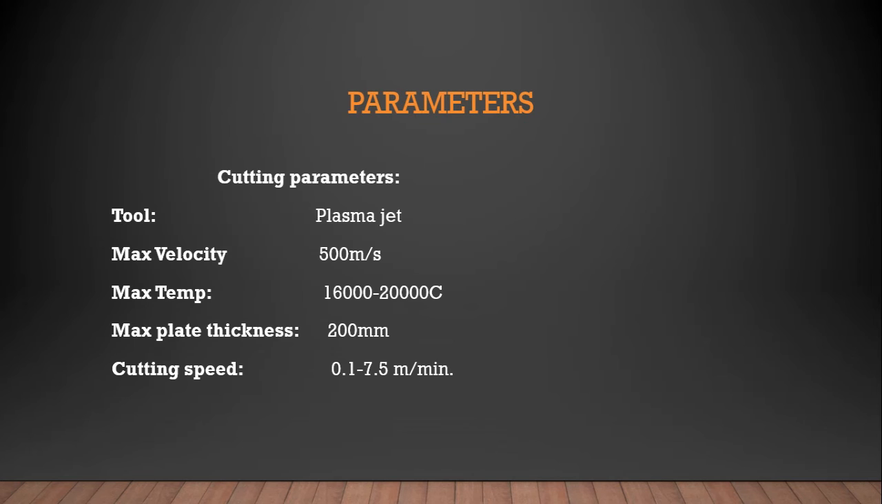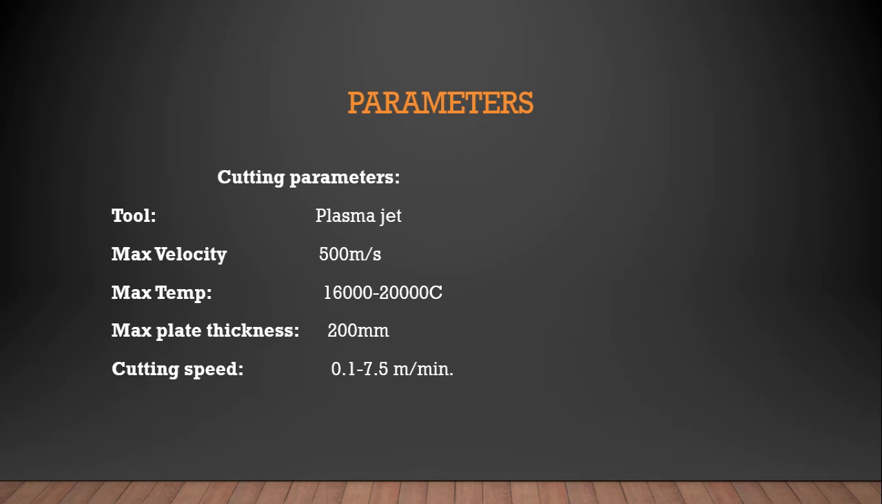Next, cutting parameters. The tool is the plasma jet. Obviously, we are doing plasma jet cutting, so the tool will be the plasma jet. The velocity will be 500 meter per second, and the maximum temperature for the cutting is 16,000 to 20,000 degrees Celsius. The maximum plate thickness which can be cut is 200 millimeter, and cutting speed is 0.1 to 7.5 meter per minute.